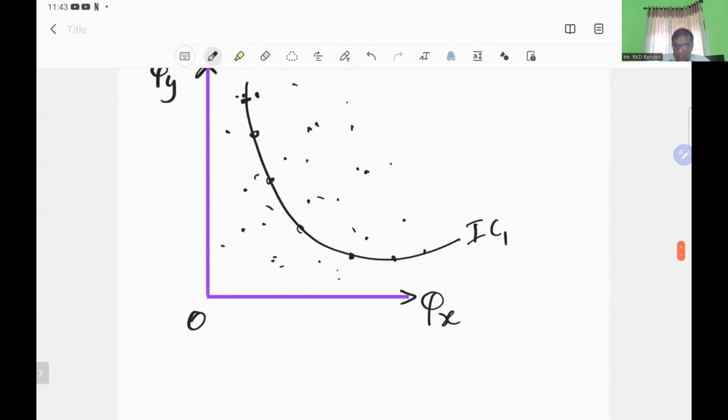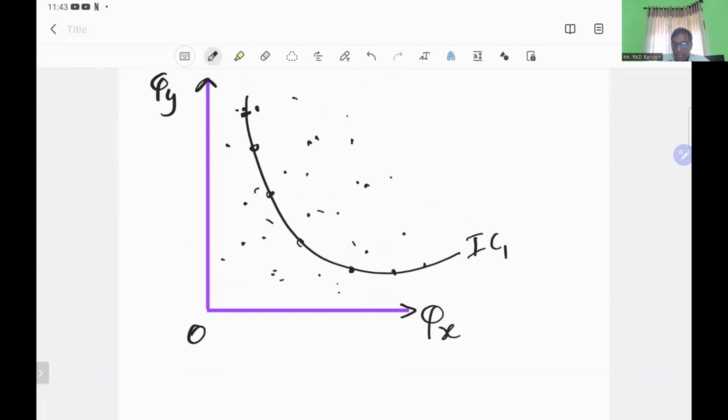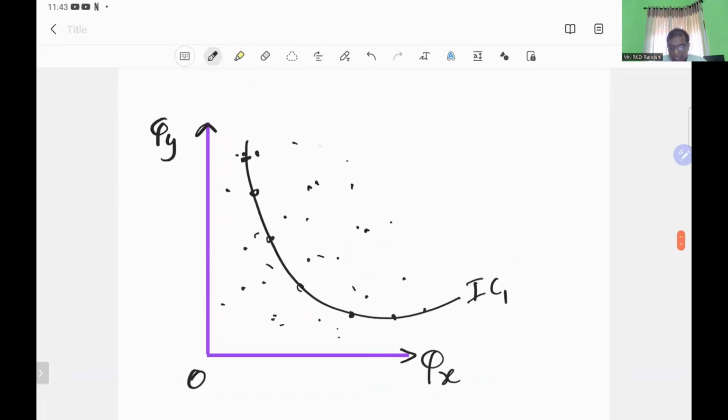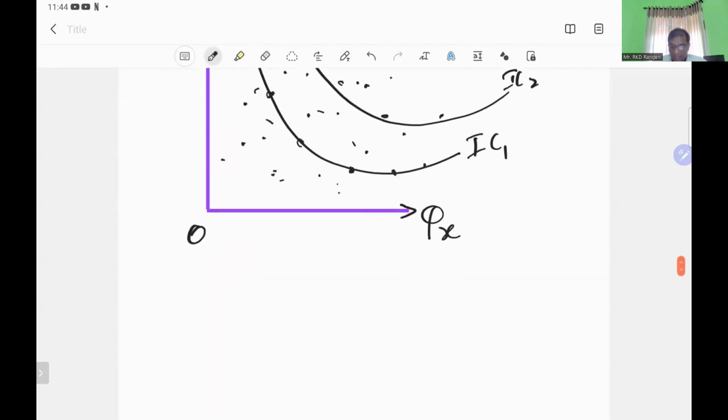There are some other points that maybe give equal satisfaction. You can join them as indifference curve 2, like that. Then more than one indifference curve is an indifference curve map.